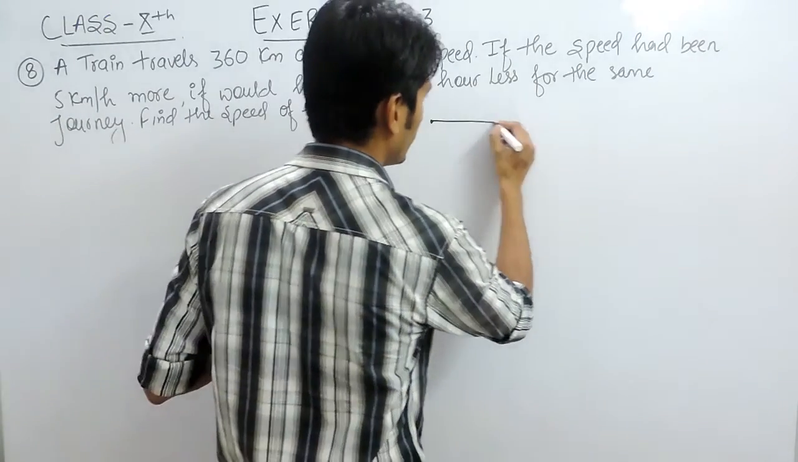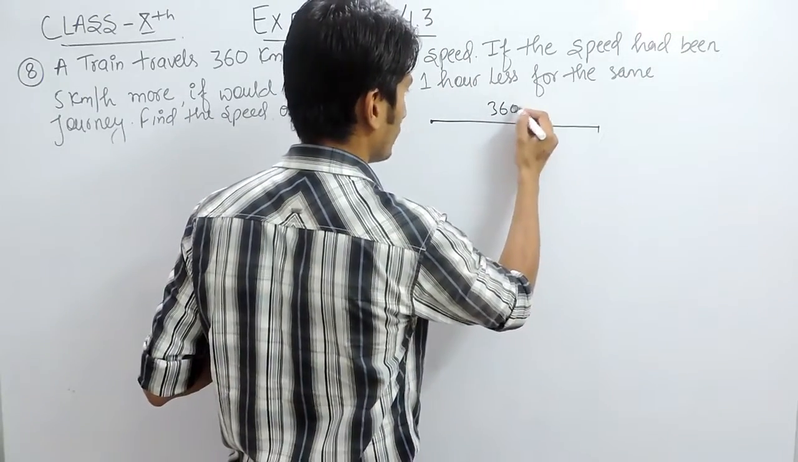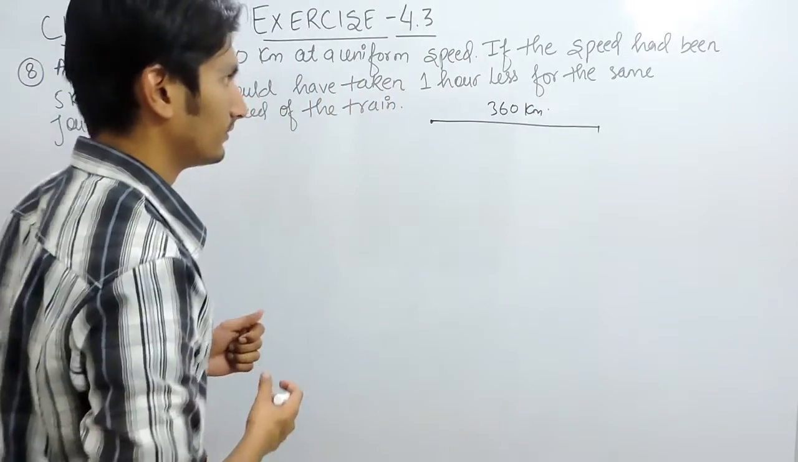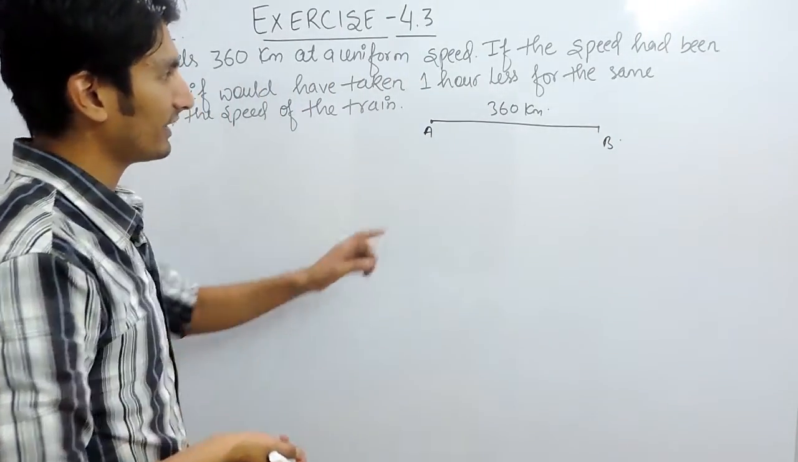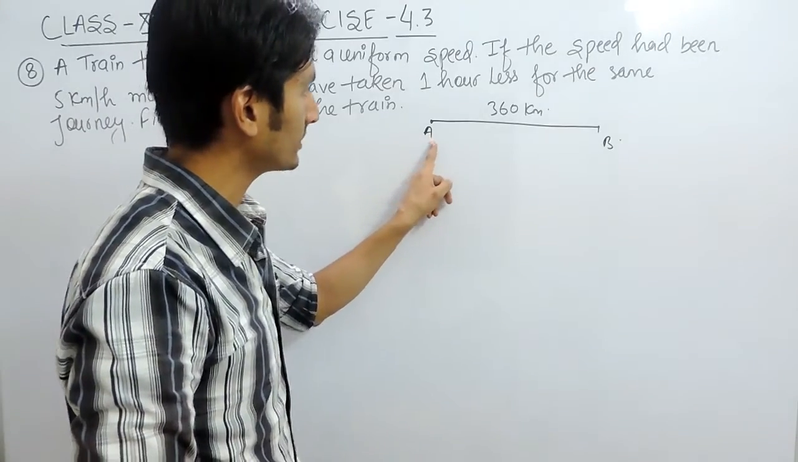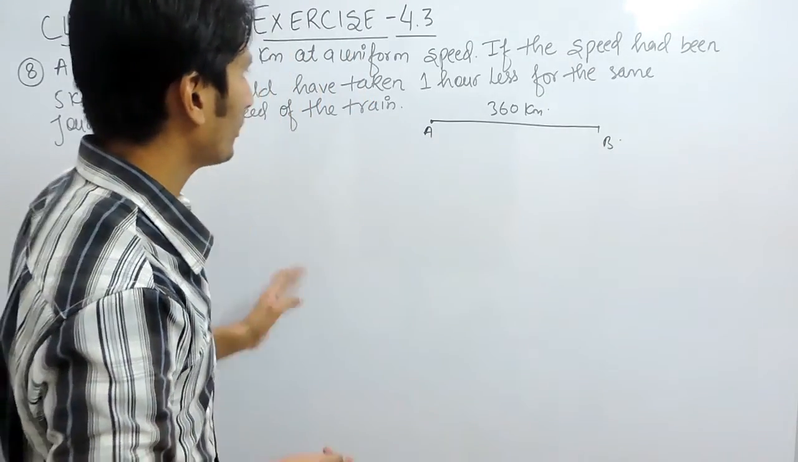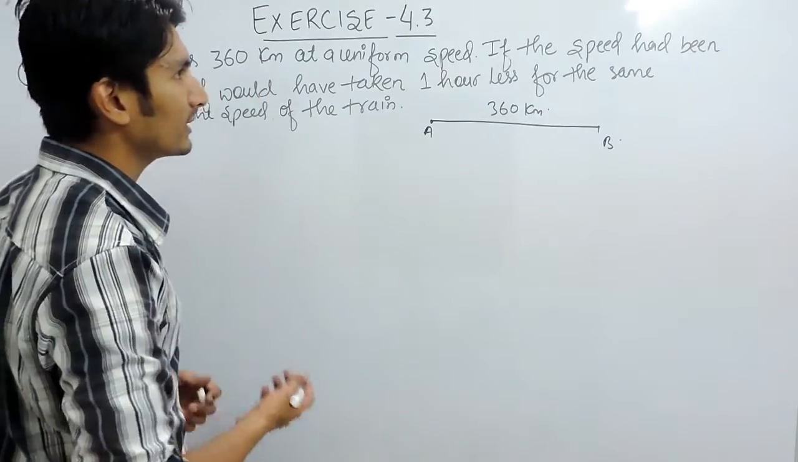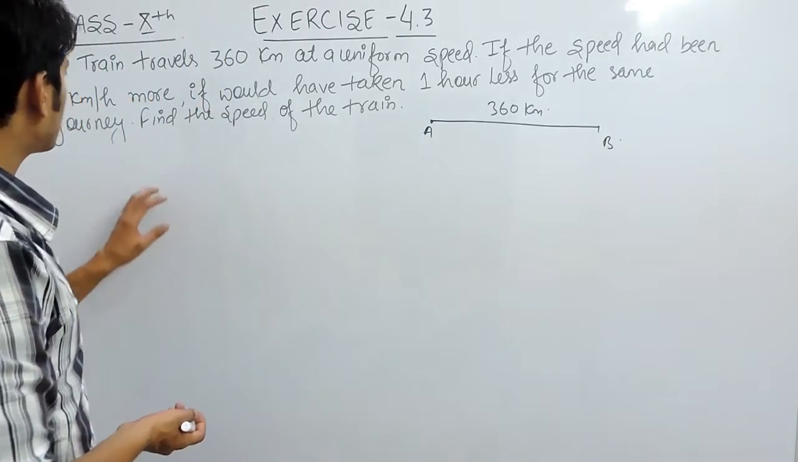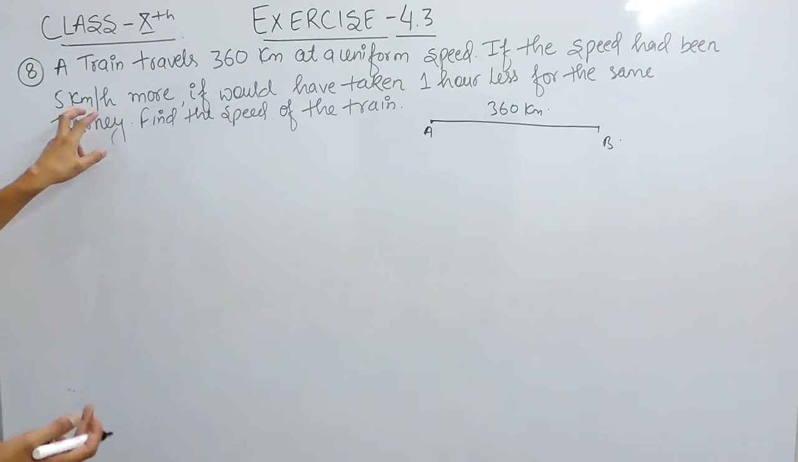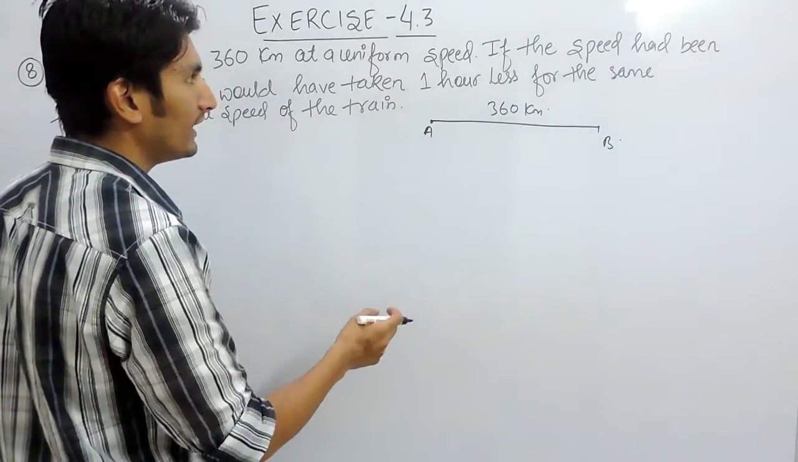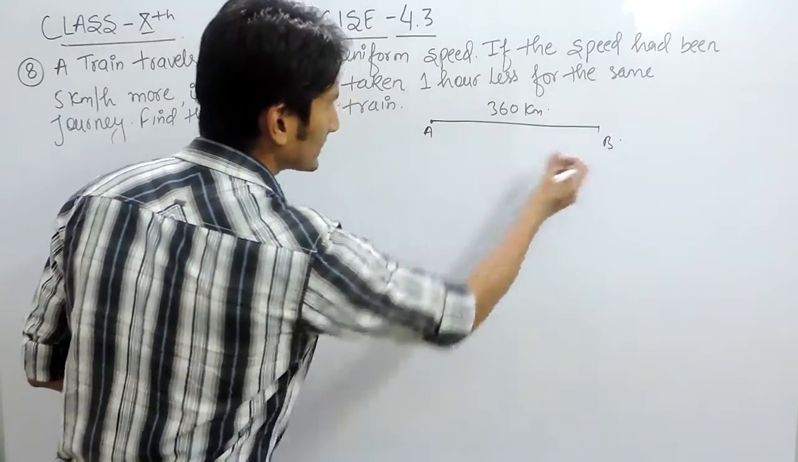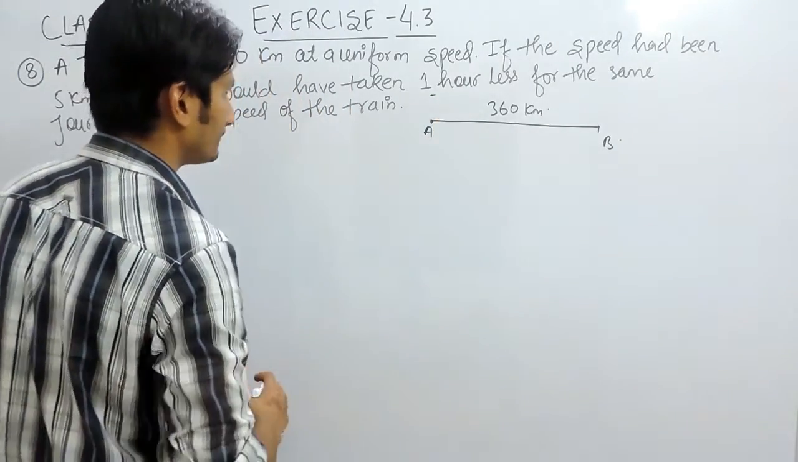The question says there is a distance of 360 km, and suppose these are 2 points which are 360 km apart. If a train started traveling from this point to that point at a uniform speed, it would take some time, and if it increases its speed by 5 km per hour, obviously when the speed is more, the time will be less. So it would travel the same distance in 1 hour less.